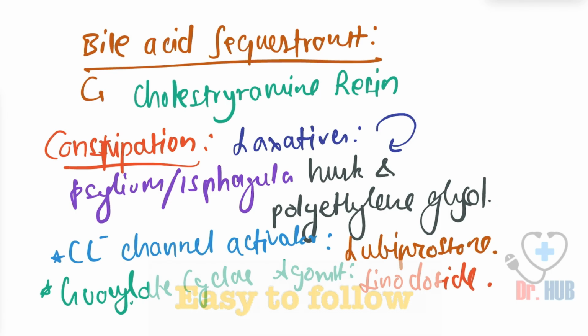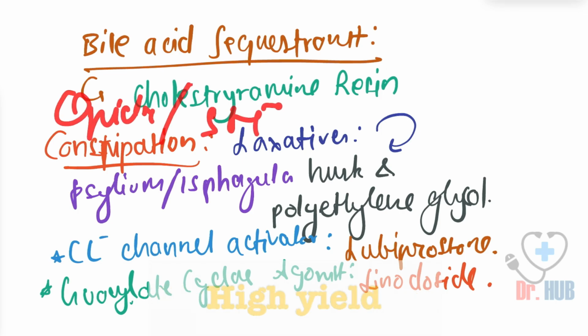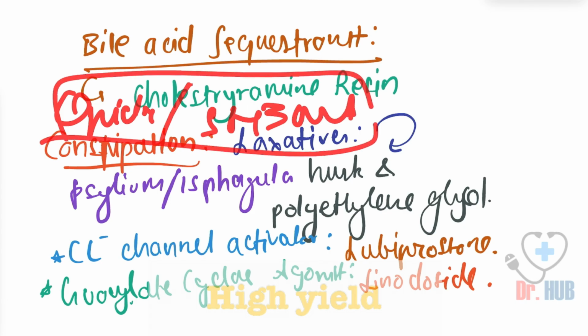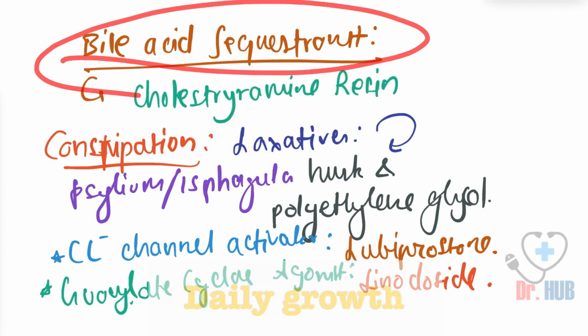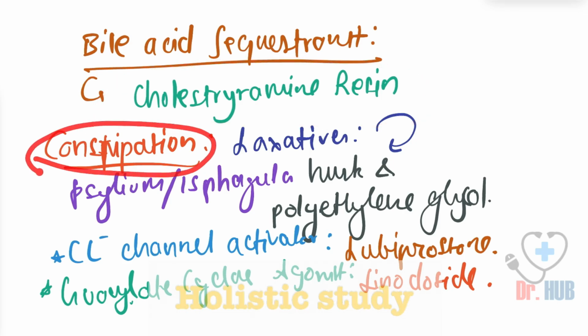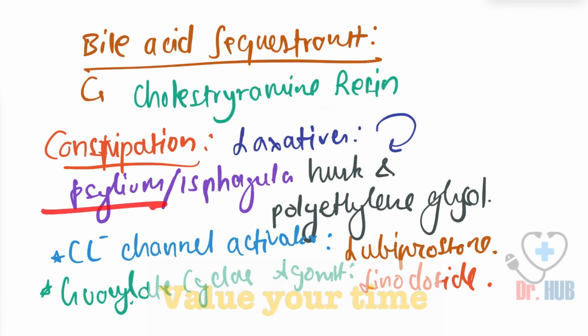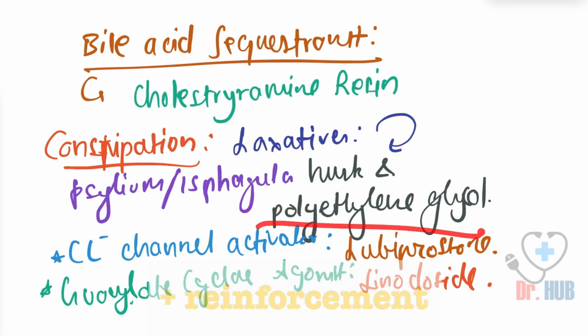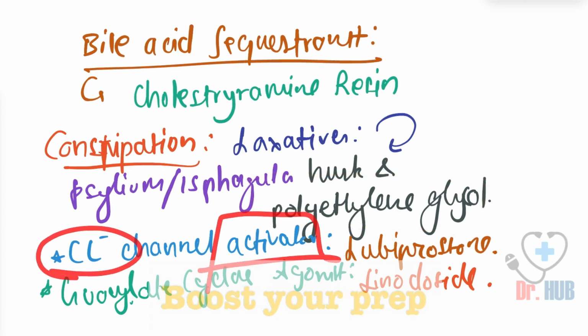Just to recap what we did, in case of diarrhea, we saw the opiates and the 5-HT3 antagonist, with their respective examples. Then we continued with the bile acid sequestrant, which includes cholestyramine resin. Then in constipation, we saw the headings: laxatives, under which there are psyllium and ispagula husk, and polyethylene glycol. And then there is also the chloride channel activator.